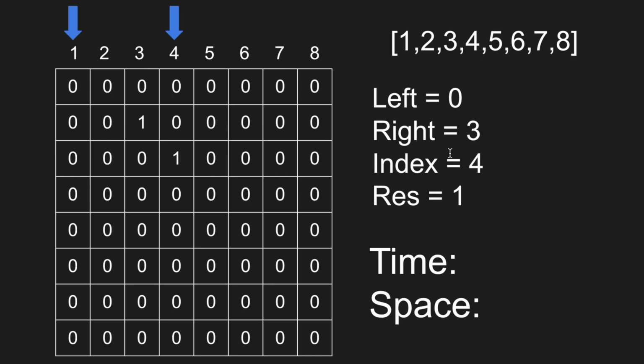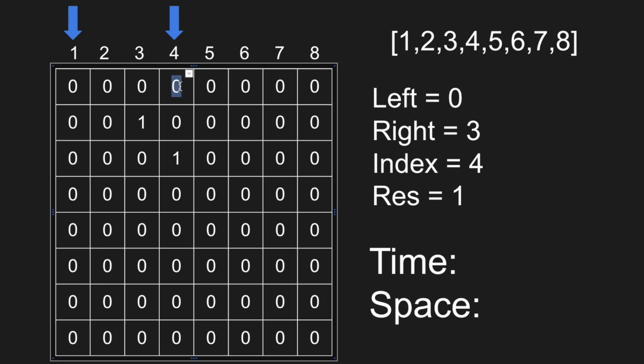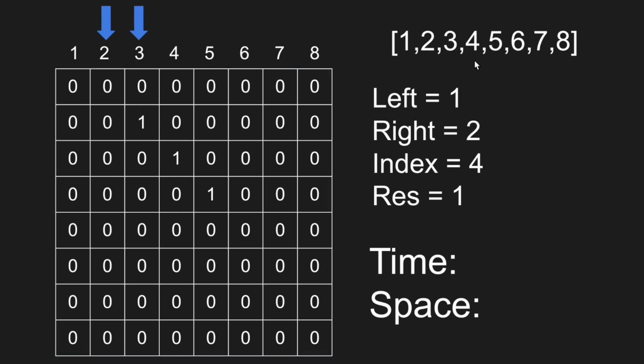Now at index 4, 1 plus 4 is equal to 5. So then we will look at row 0 and column 3. It's 0, and then we will add 1 at row 3 and column 4. Since the pair equal to 4, we will shift both the left and right pointer, and we see that 2 plus 3 does equal to 5.